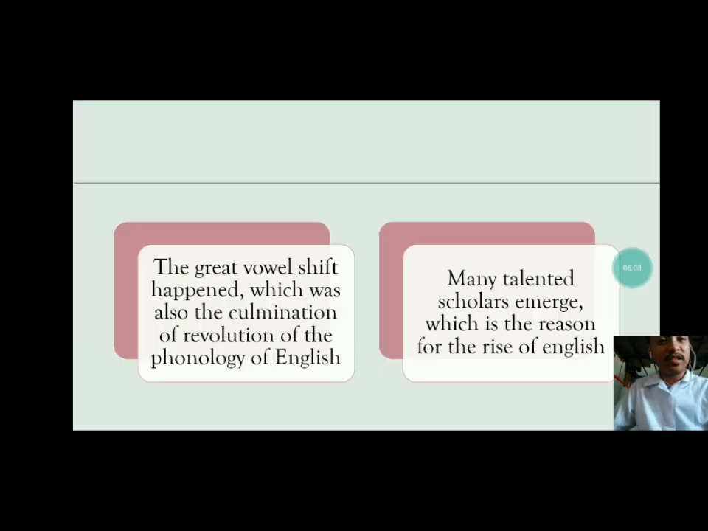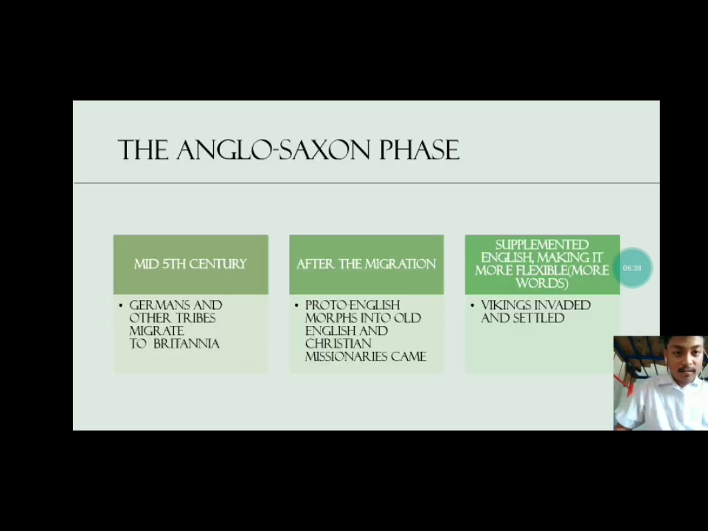In Modern English, the Great Vowel Shift happened. Many vowels emerged, like bit, bite, long vowels. Many talented scholars also arose, which is the reason for the rise of English, like William Shakespeare and the one who invented Grimm's Law, Rasmus Rask. So in conclusion, this is our conclusion.